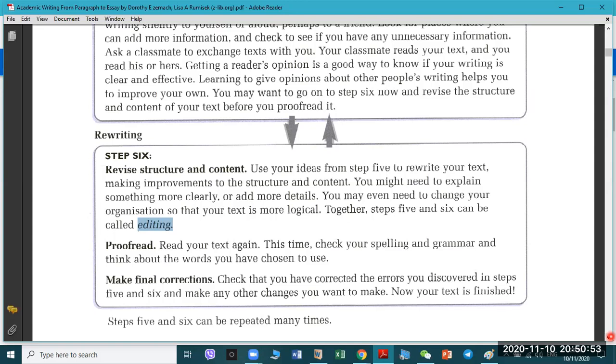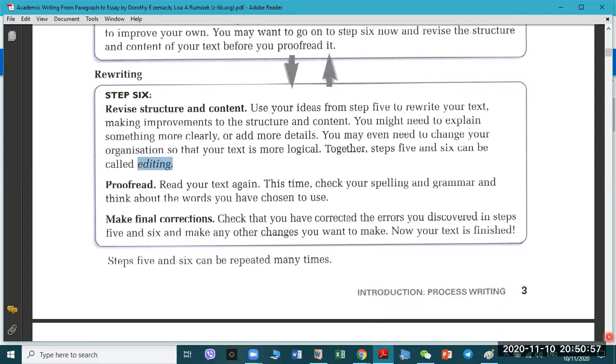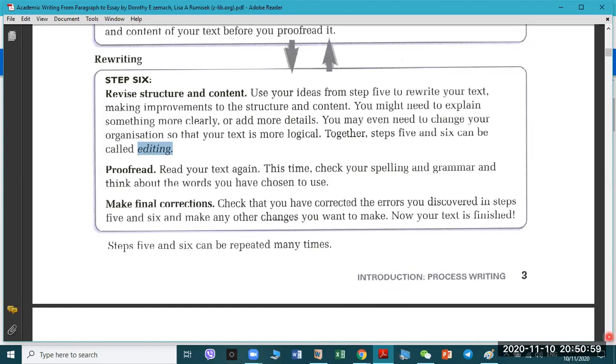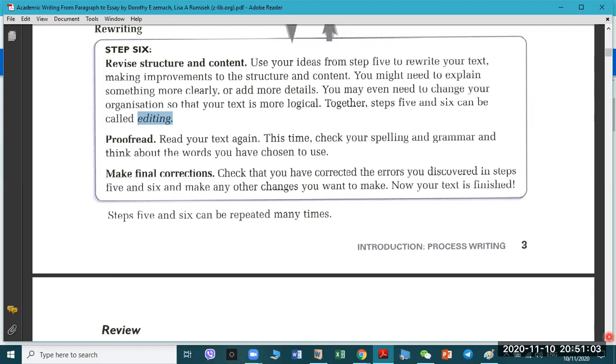So after you follow these 6 steps, in this case, you come to the end of your writing, okay? Steps 5 and 6 can be repeated as many times as possible. So you can repeat these 2 steps, okay?